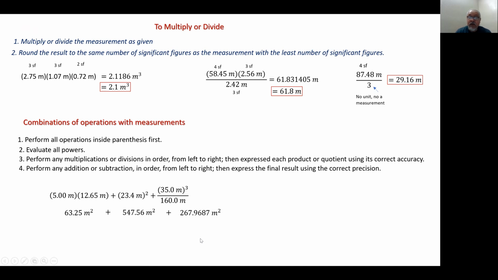Okay, now let's apply the rules for multiplying, right? Let's find the significant figures. This one has 3 significant figures. This one has 4. This one has 3. This one has 3. And the other one has 4.